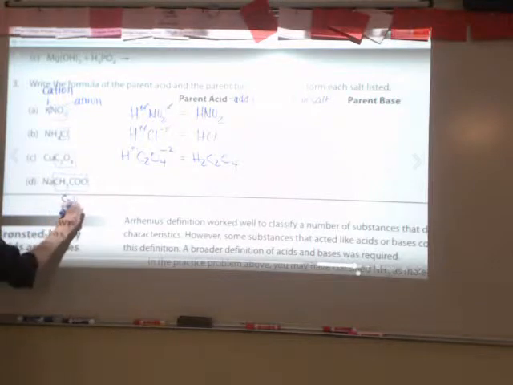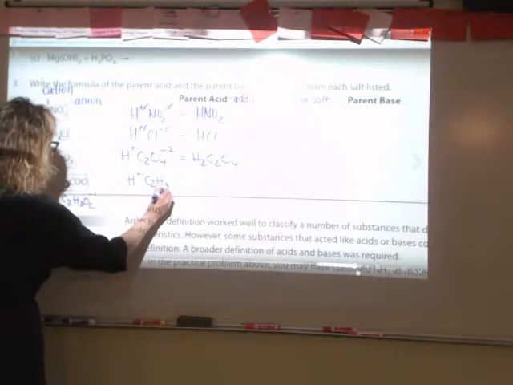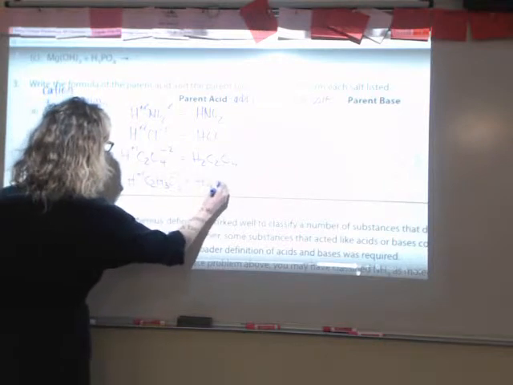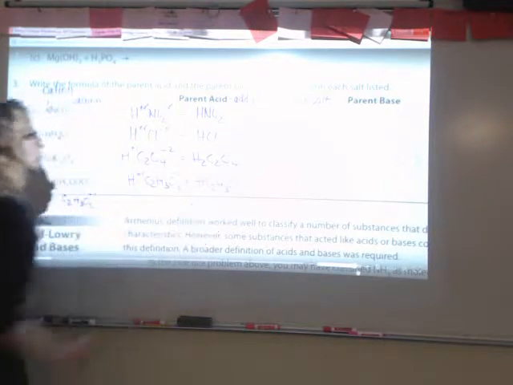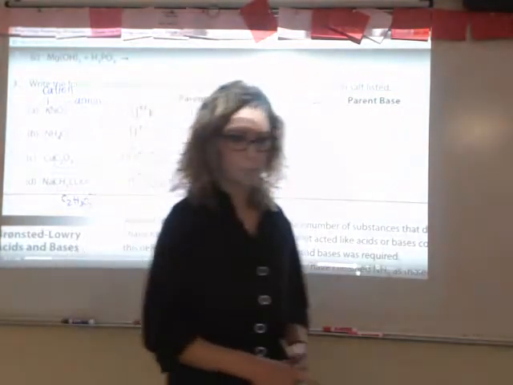I'm going to write this as C2H3O2. So this is going to be acetic acid, so HC2H3O2. Okay, could you all do that if I had you do that on a test? All right, and then let's write the parent base.